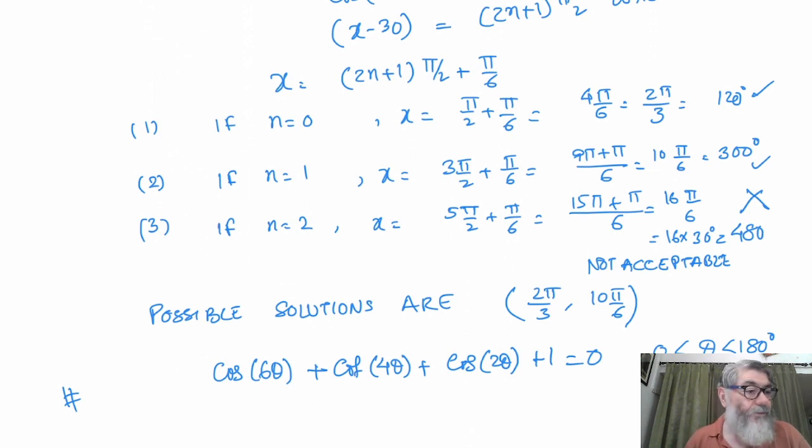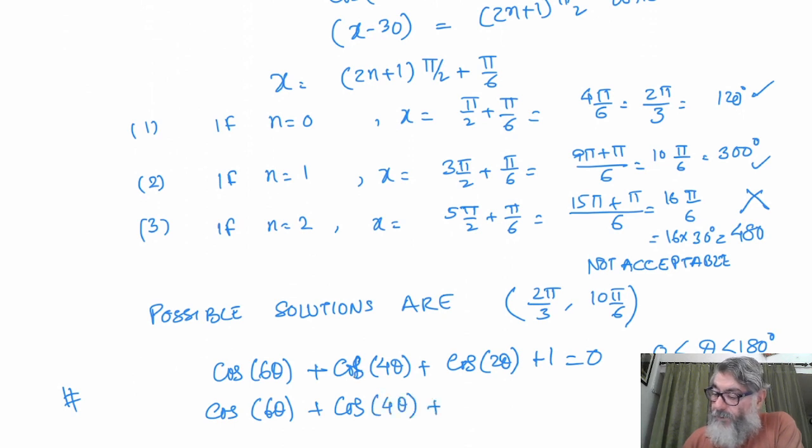So what are we going to do? 1 plus cos 2 theta. Okay. Cos 6 theta plus cos 4 theta plus 2 cos square theta minus 1 plus 1 is equal to 0. So this will cancel. Cos 6 theta plus cos 4 theta.